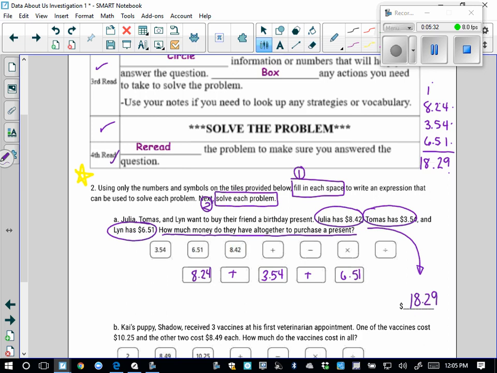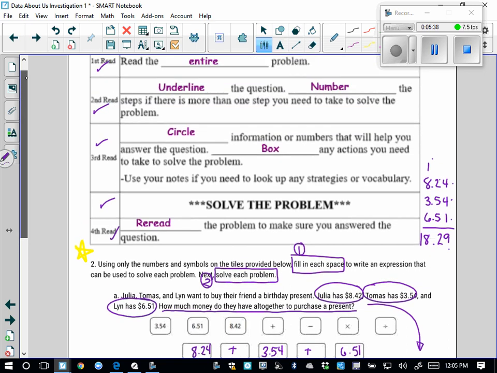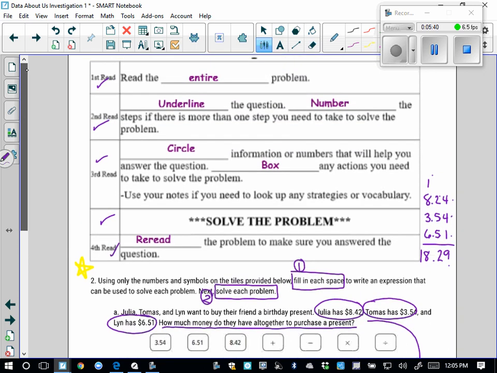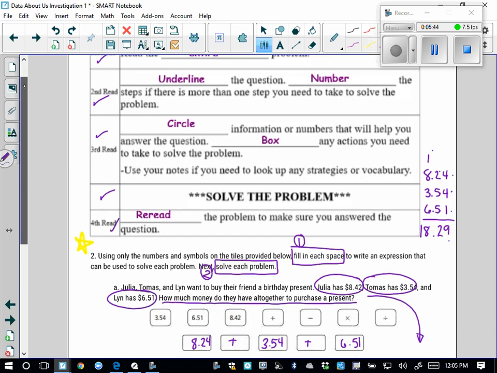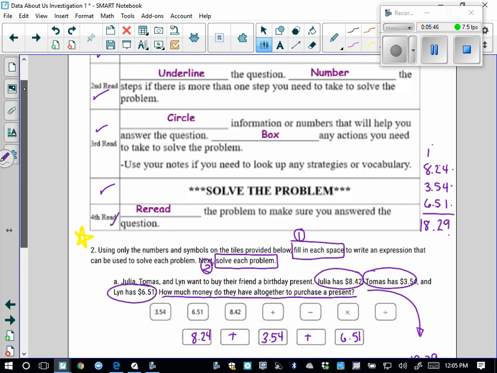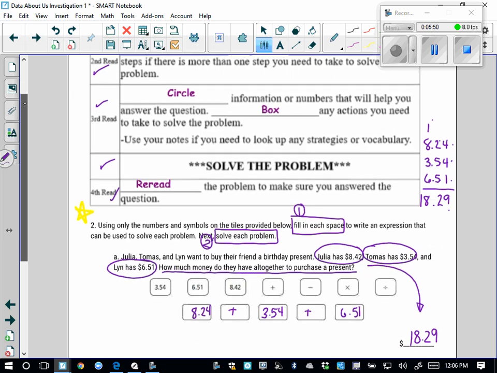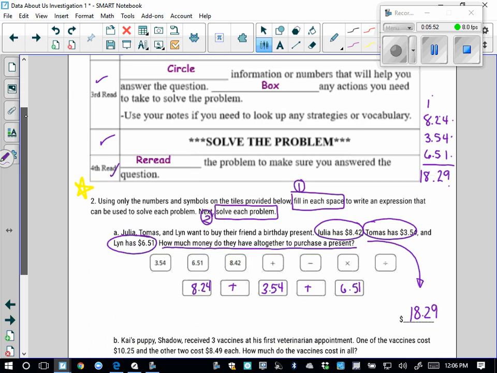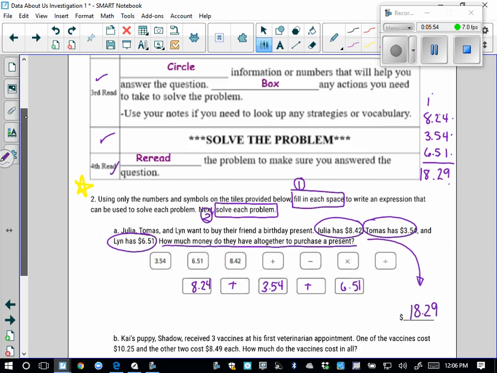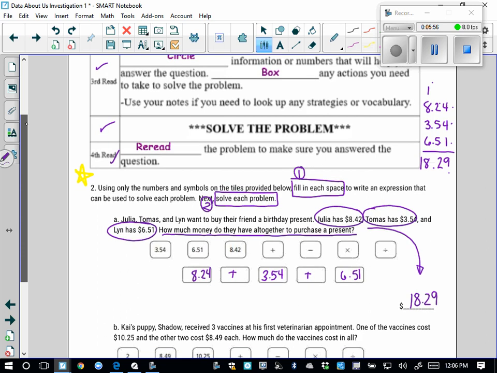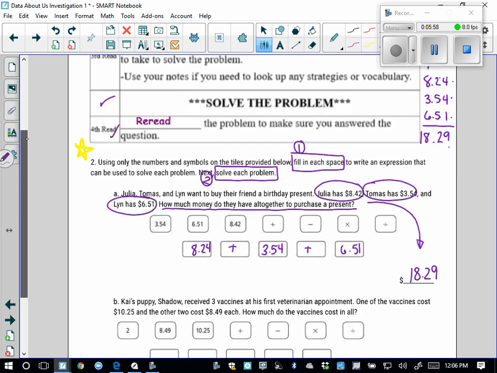So that's using close reading strategies. So if we look at those again, we read the whole problem, we underline the question, number the steps to take if there's more than one step I need to take, circle the information or numbers that will help me, box actions, solve the problem, and reread the problem to make sure I answered the correct question.